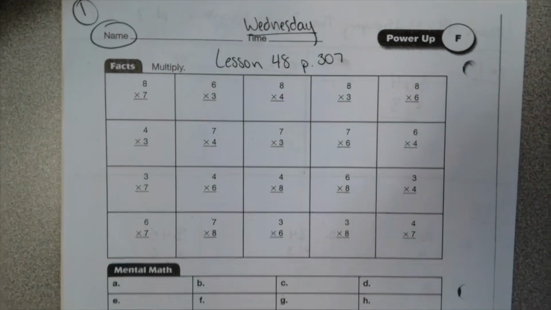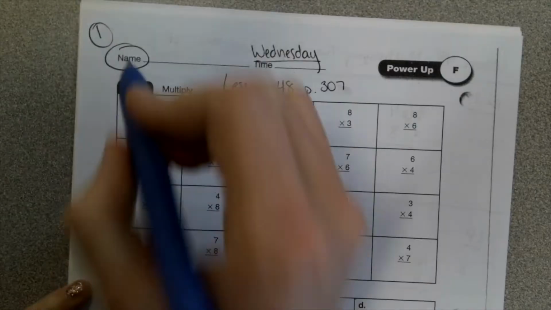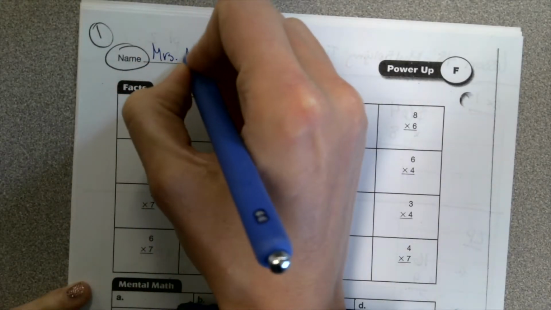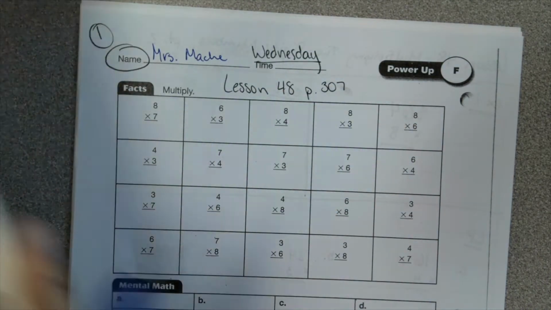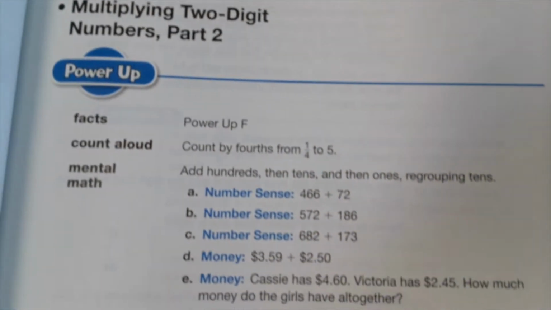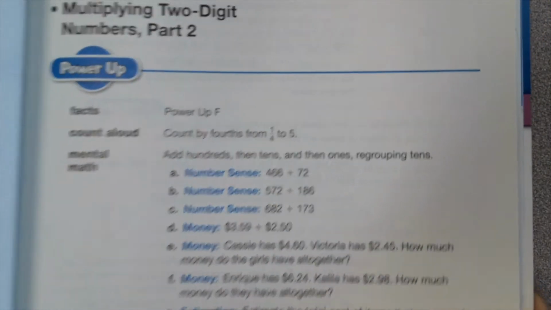47. Sorry, today we're on lesson 48. Go ahead and put your name at the top. And we're on page 307 for lesson 48. Go ahead, rock out your power. When you're done, press play.